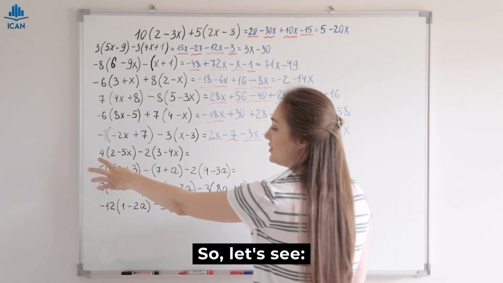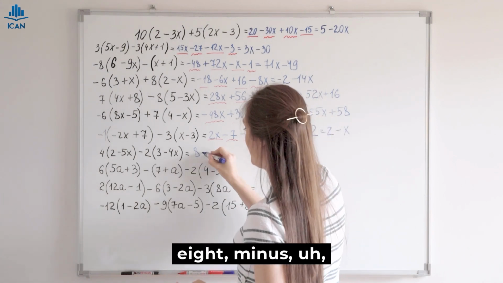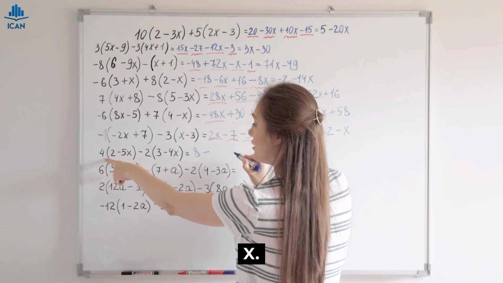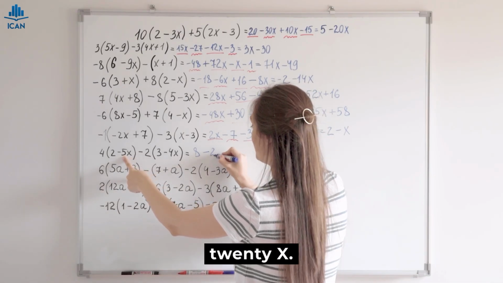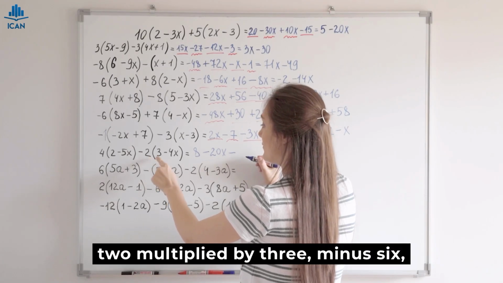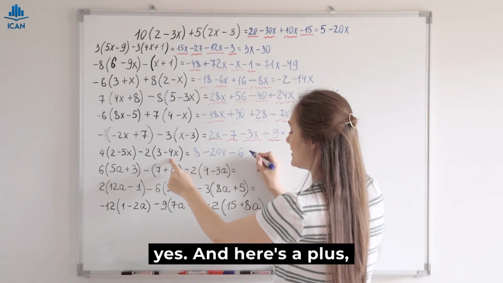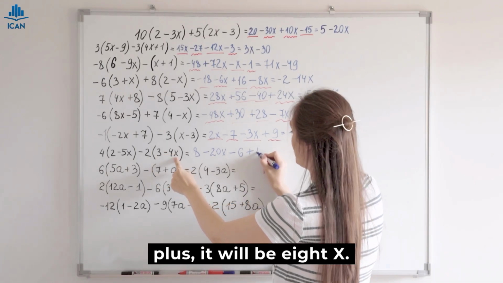We have just one fairly simple example left, and then we have 3 terms here. So let's see. 4 times 2 is easily 8 minus 4 multiplied by minus 5x. That's why I put a minus here. It will be 20x. Minus 2 multiplied by 3 is minus 6. And here's a plus because minus times minus gives plus. It will be 8x.